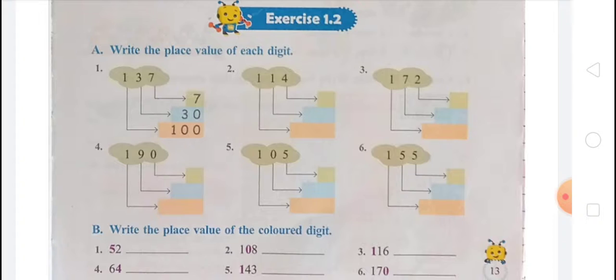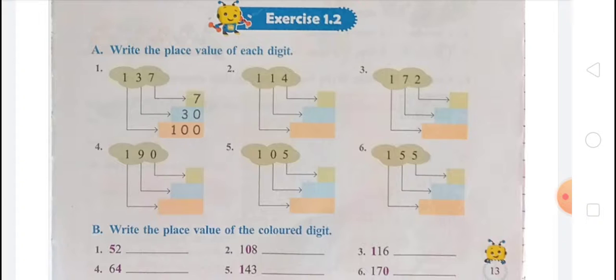And the next one is question number 5, 105. 5 is in the ones place, so its place value is 5. 0 is in the tens place, so its place value is 0. And 1 is in the hundred place, so its place value is 100. And after that, question number 6, 155. 5 is in the ones place, so its place value is 5. And another 5 is in the tens place, so its place value is 50. And 1 is in the hundred place, so its place value is 100.